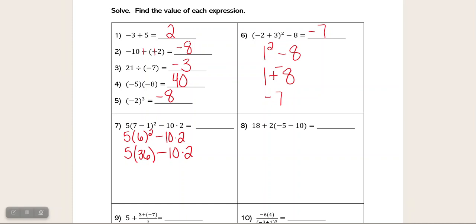If you're not sure what 36 times 5 is, you should be doing multiplication off to the side of your paper. 36 times 5 is 180, so we're going to do both multiplications before we do subtraction. So now we have 180 minus 20, which is 160.